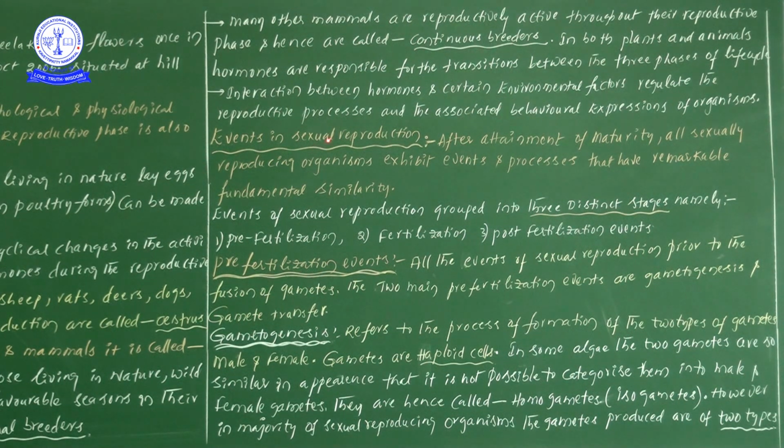Now let us start to learn the information regarding events in sexual reproduction. What are the events we can observe in the process of sexual reproduction? After attaining maturity, all sexually reproducing organisms exhibit events and processes that have remarkable fundamental similarity. When a particular organism attains maturity, it definitely starts to reproduce sexually.